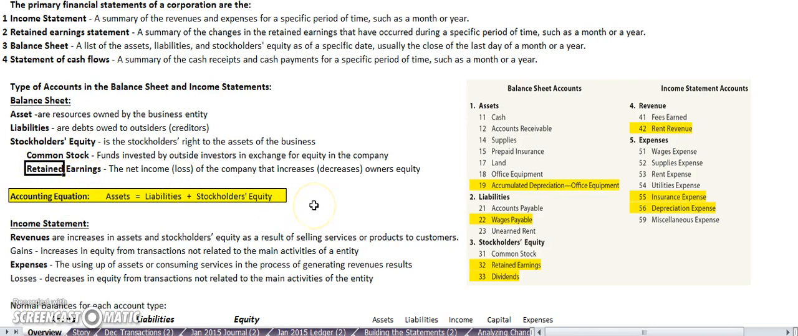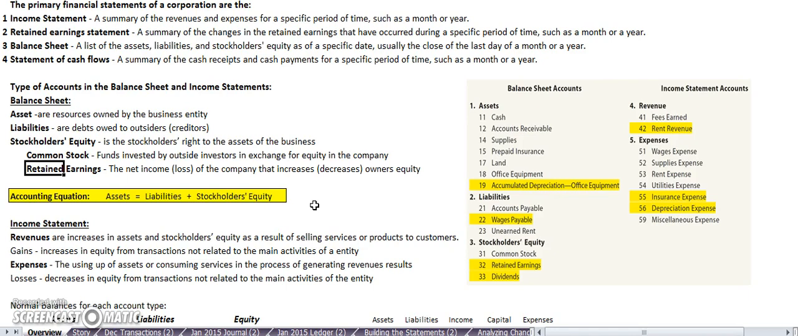So when the company earns, and if they keep those earnings and don't give them to the shareholders, well, it increases the value of the company, and therefore it increases the owner's equity.